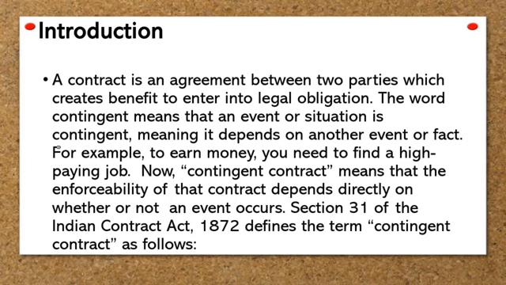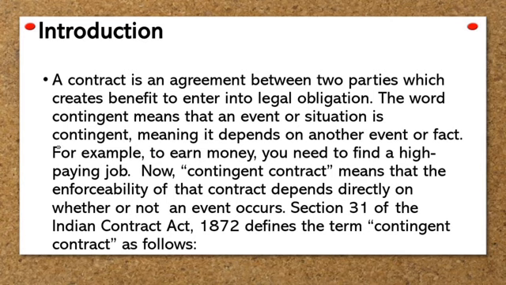The word contingent means that an event or situation depends on another event or fact. Like we all know, for an agreement we have two parties to enter into a contract. Like one example, to earn money you need to find a high paying job. Now a contingent contract means that the enforceability of that contract depends directly on whether or not an event occurs.